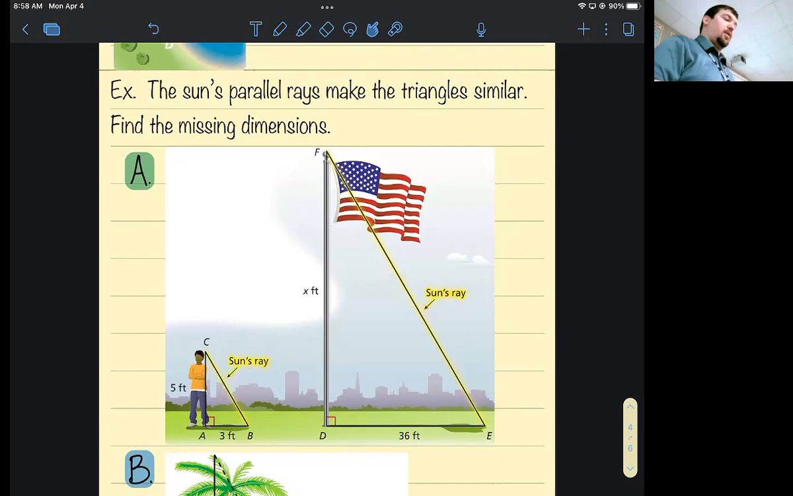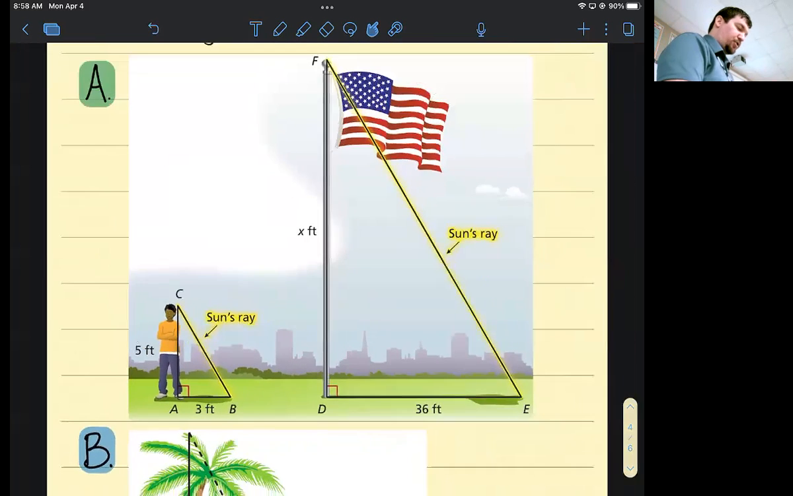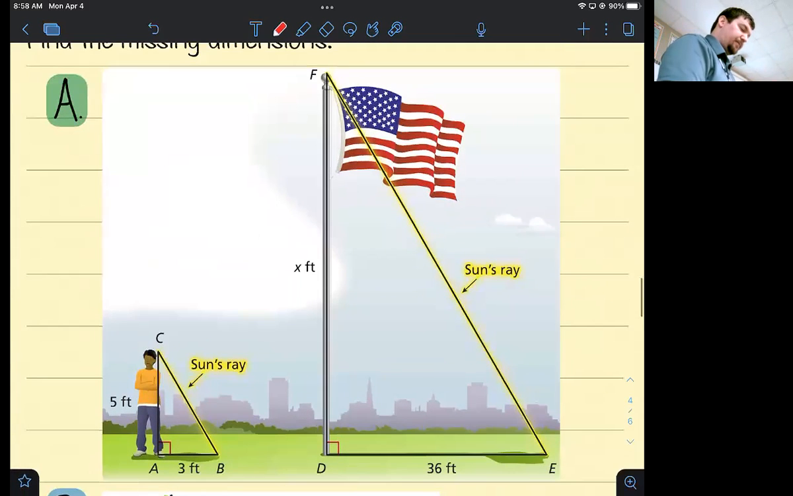Now, we're not going to know how tall the flagpole is, but if the sun's rays make these similar triangles, then I can set up a proportion. And so here's what my proportion would look like. How tall is the person? 5 feet. How tall is the flagpole? X. Good. Go back to the person. How long is their shadow? 3 feet. Go back to the flagpole. How long is its shadow? 36. There's my proportion.